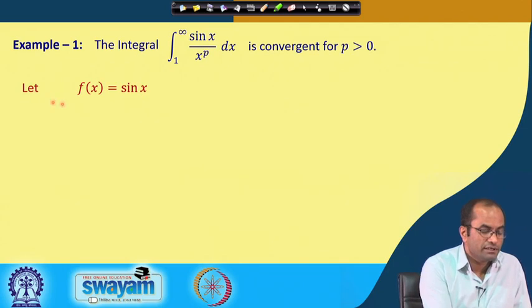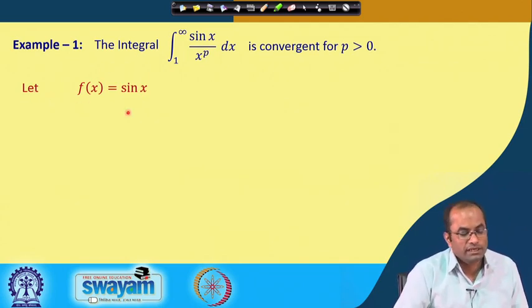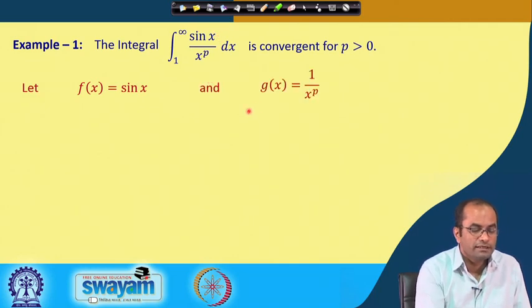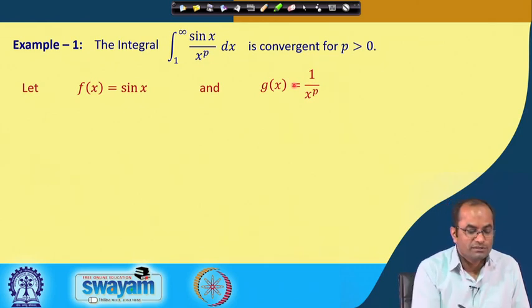So, in this case we let f(x) be equal to sin x. So we have this function f(x) as sin x, and the other one, g(x), we will take as 1 over x to the power p. So, how is this useful now?